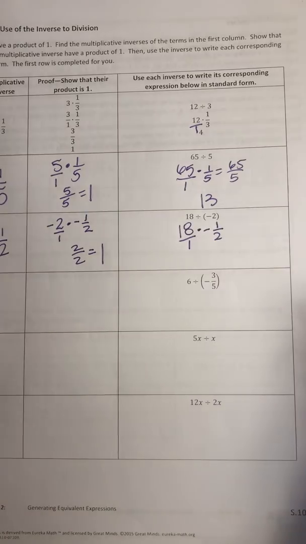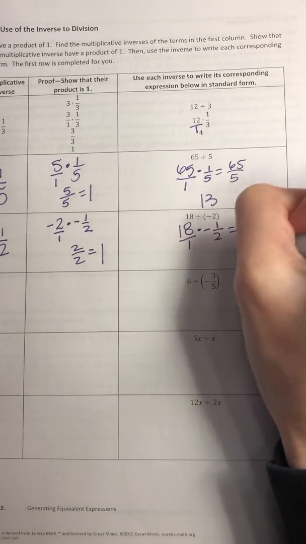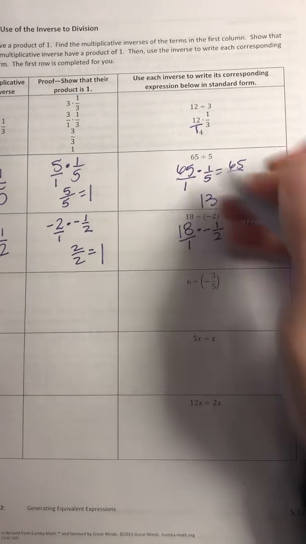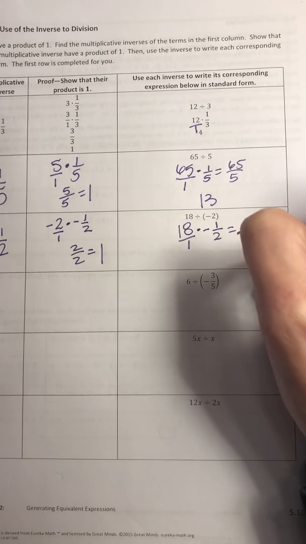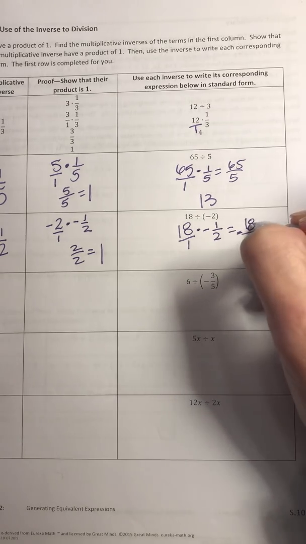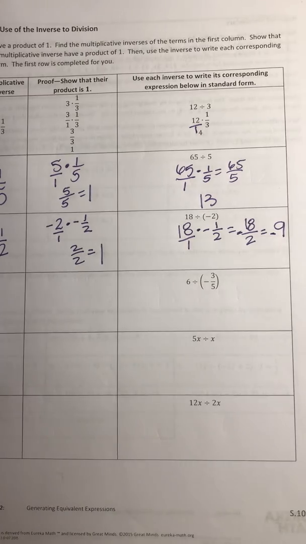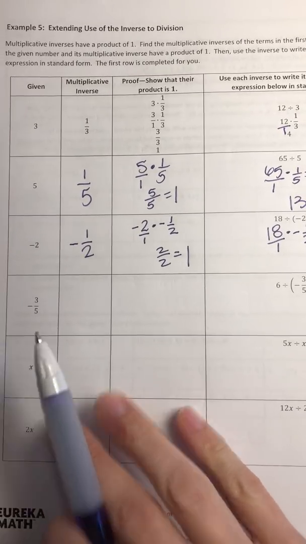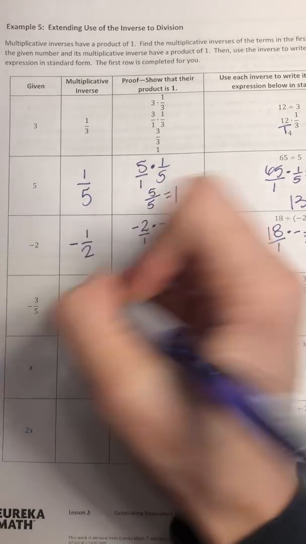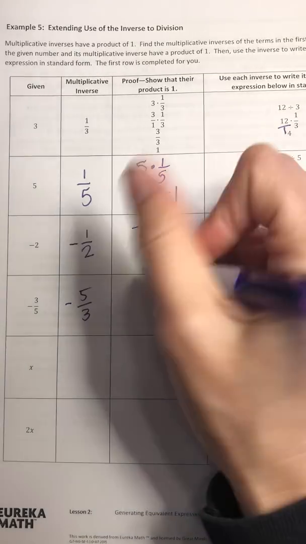Whole numbers go over 1. We can multiply straight across. A positive times a negative is a negative. 18 divided by 2 is 9. -9. What is the multiplicative inverse of -3/5? Again, sign stays the same. Find the reciprocal. 3/5 is 5/3.